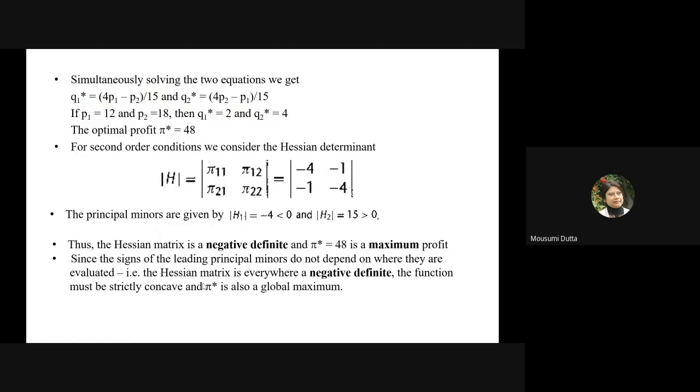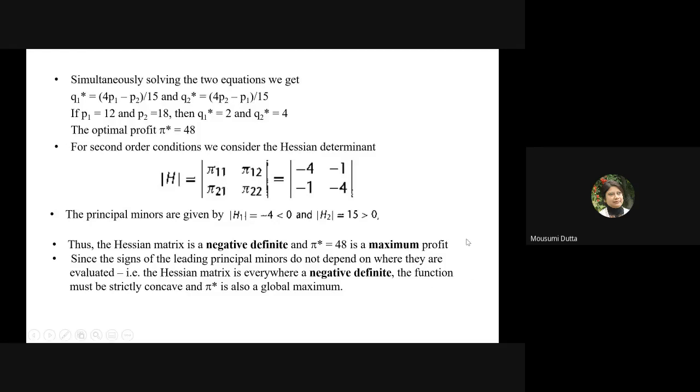Okay, and then you need to add this point I sent you. Since the signs of the leading principal minors do not depend on where they are evaluated, that is, the Hessian matrix is everywhere negative definite. Once you get this, you can safely write this is negative definite everywhere. The function must be strictly concave and pi star is also a global maximum. Okay, so you can add this part.